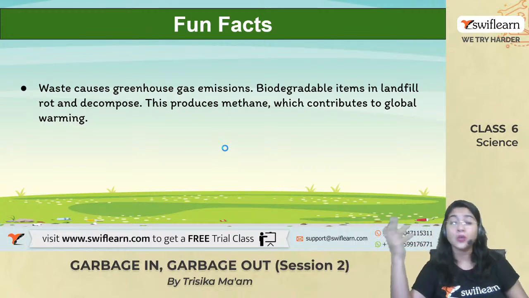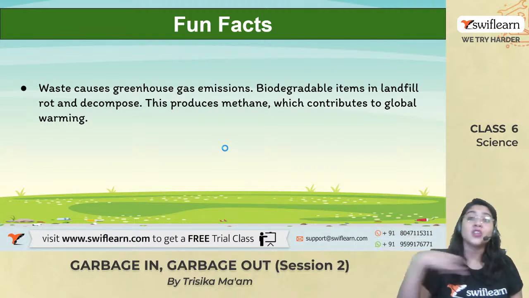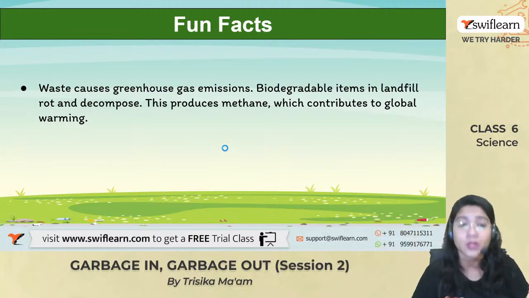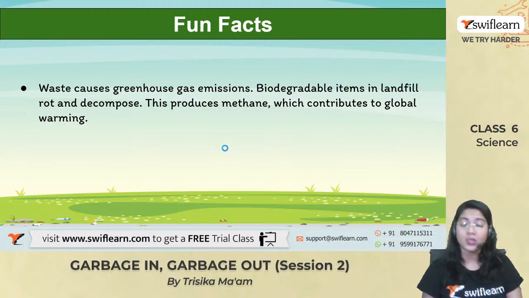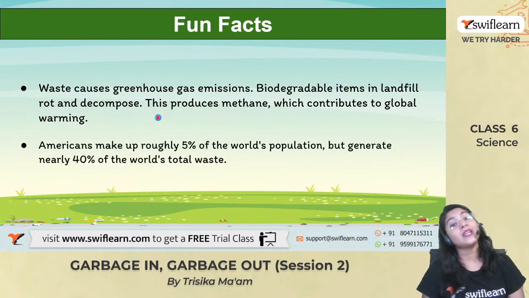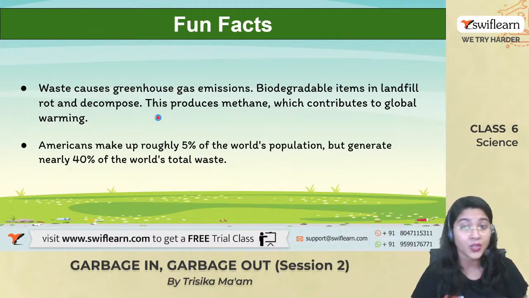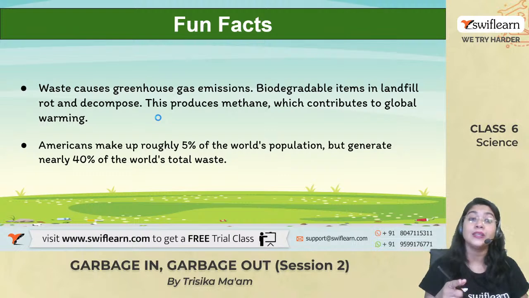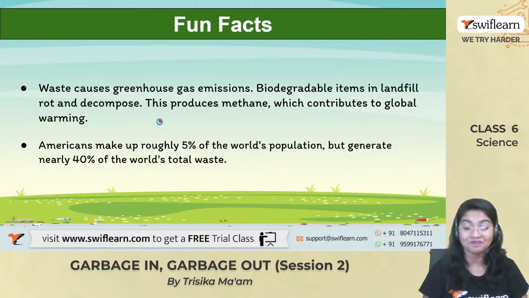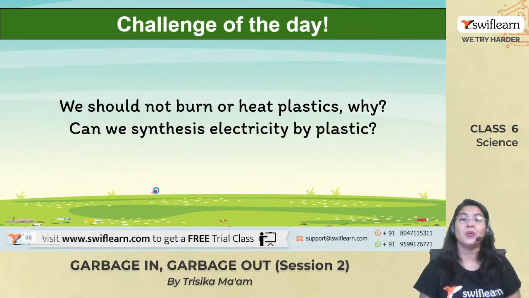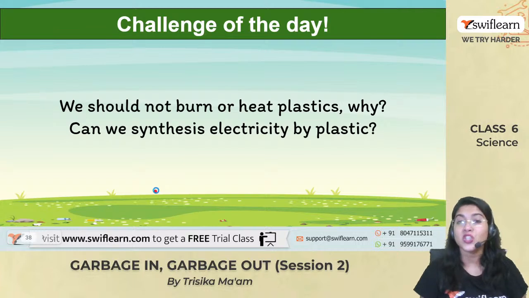So what is global warming? It is the average increase of the temperature of a particular region on the earth's surface. So this is all about it. And do you know that Americans make up roughly 5% of the world's population, but they generate nearly 40 percent of the world's total waste? Can you imagine?